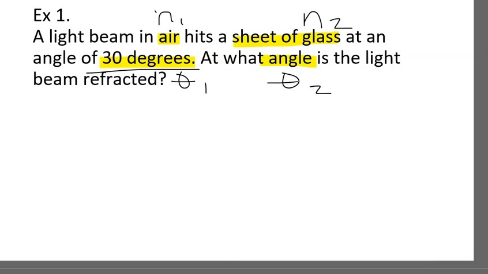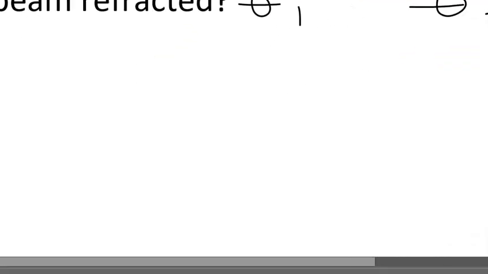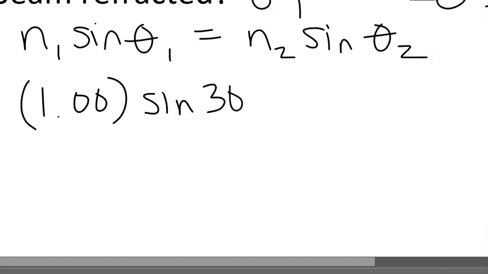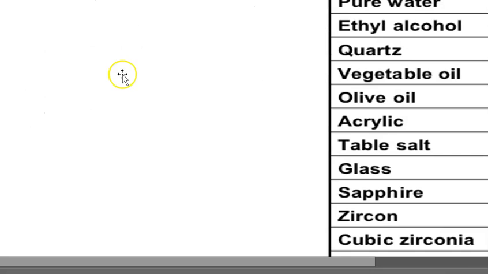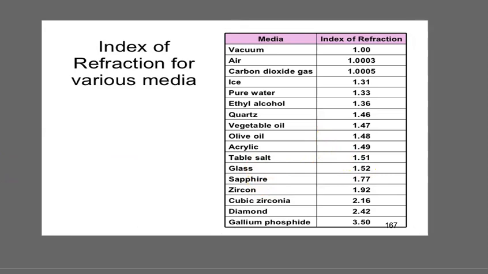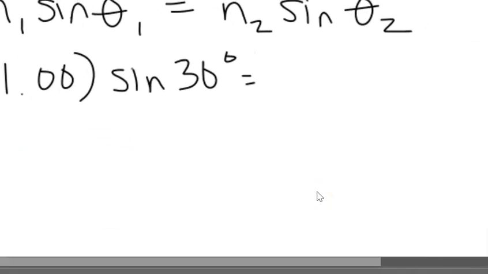Okay, let's rewrite our formula. Let's see if I can zoom in. Perfect. So our formula, again, was N1 sine theta 1 is equal to N2 sine theta 2. So N1 was for air, and our angle was 30 degrees, is equal to N2, and I don't remember what glass was, so let's go back and look. Glass was 1.52. So let's come back here and put that in.